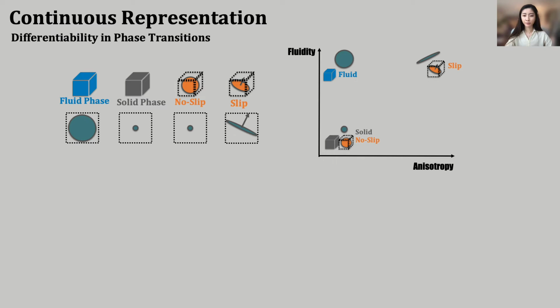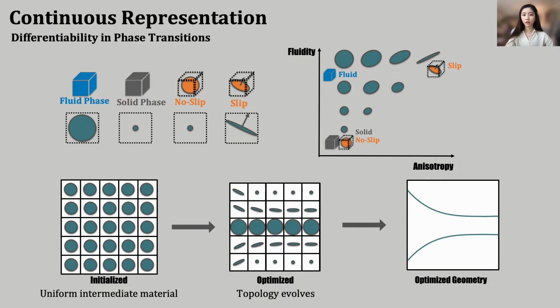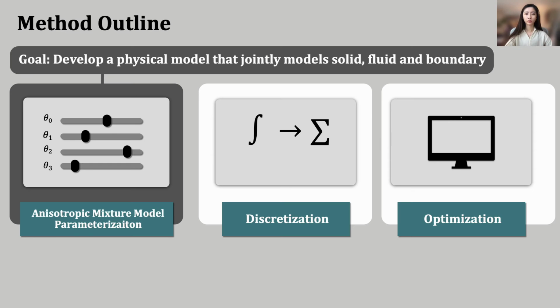Because the material model and the parameterization are both continuous, we can continuously represent a spectrum of materials with various combinations of fluidity and anisotropy. This means our framework is differentiable, allowing materials to freely transition between fluid, solid, or boundary materials. During optimization, we can therefore initialize the design domain with a uniform intermediate material and let the topology freely evolve to obtain the best geometry. To summarize, we have shown a mixture material formulation that unifies the representation of solid phase, fluid phase, and both slip and no-slip conditions in a Stokes flow context.